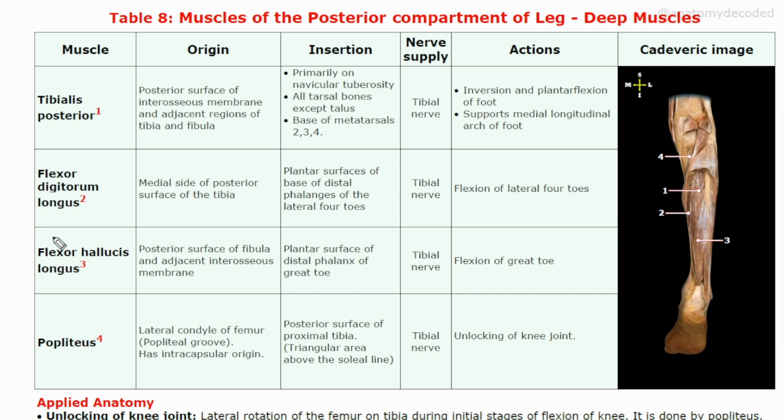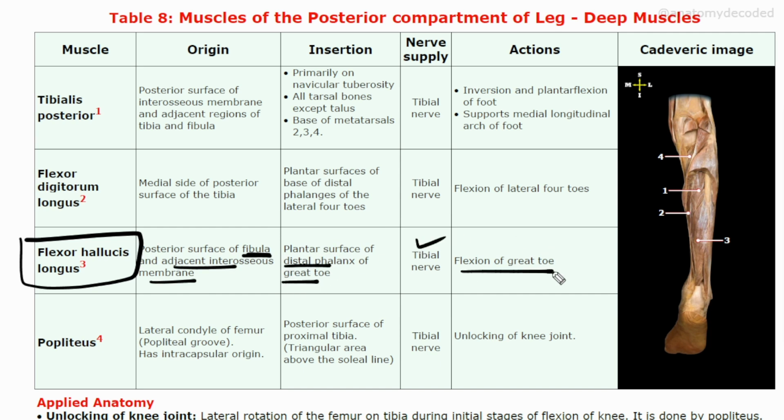Then flexor hallucis longus. Hallux is present on the medial aspect; the great toe is referred to as hallux. It will arise from the lateral bone, the fibula, as well as the adjacent interosseous membrane. It will go up to the distal phalanx of the great toe. Nerve supply is the tibial nerve, action is flexion of the great toe.